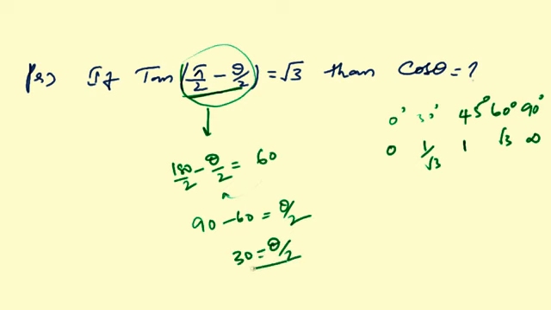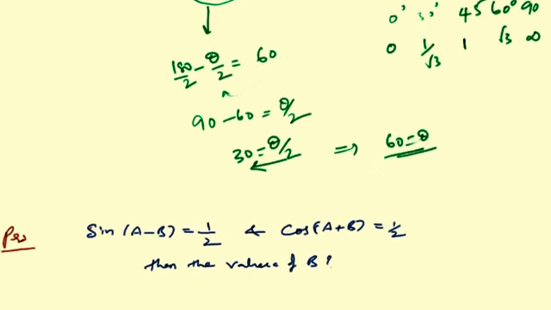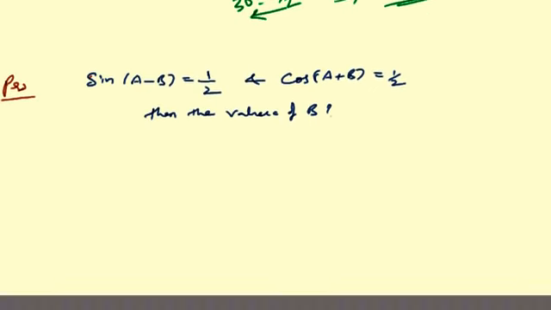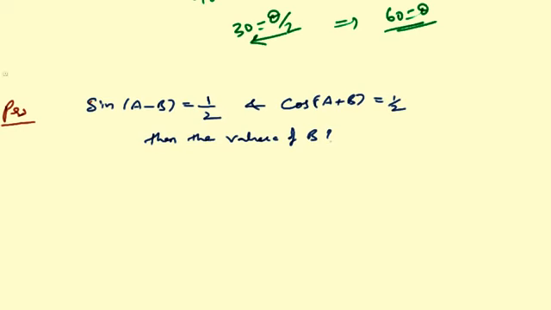So what is the answer, friends? 30 into 2, this implies 60 is equal to theta. So this is how we solve the problems, friends. Don't get confused; you don't need the formula of tan(A minus B) or something. In order to solve this kind of problem, you need to know the values of trigonometric ratios for particular angles. Then it will be easy for us to solve the problem. Otherwise it will be very difficult.